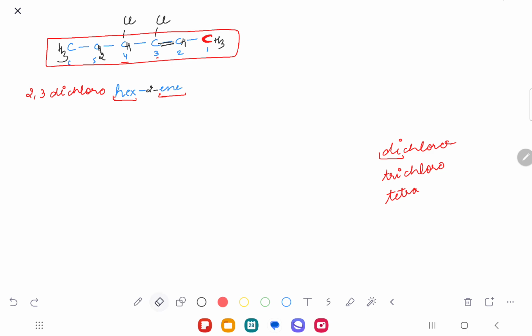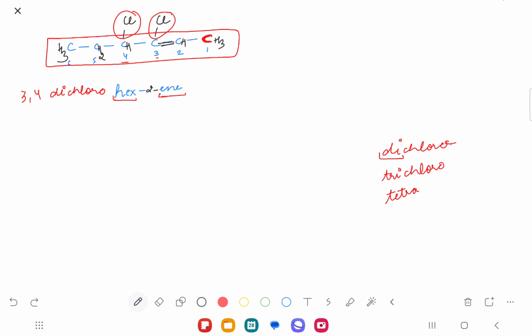Oh, sorry, 3 and 4. Dichloro. Right. Because one is getting connected at third and one is getting connected at fourth. Yes or no? So that's how the name would be.